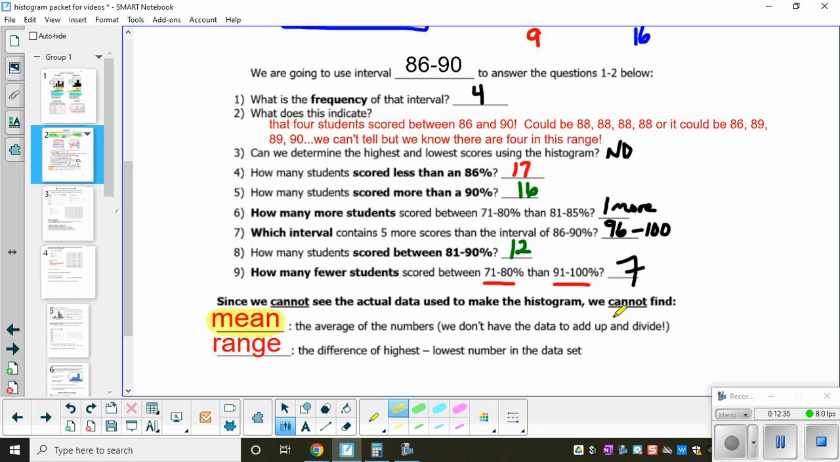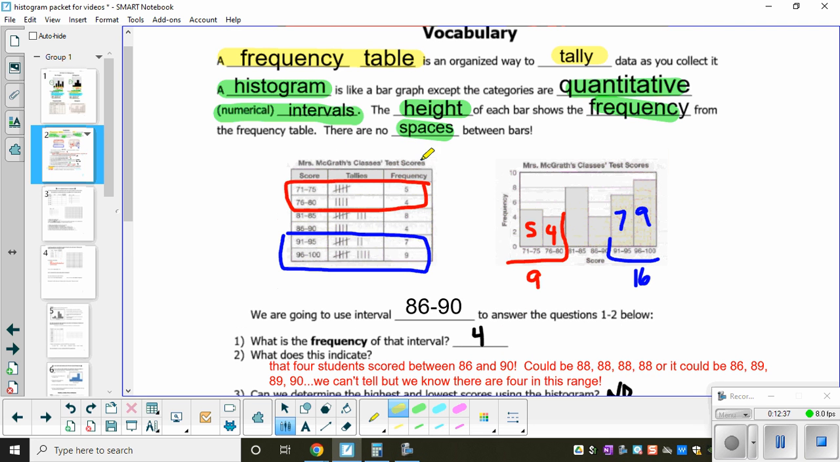Now, we can't find the average because we actually don't have the data to add up and divide. When I look back up here at Ms. McGrath's class, I can see that, yes, I can add this up and see that there are 37. If we took the time to add all these up, there would be 37 students total in this class.